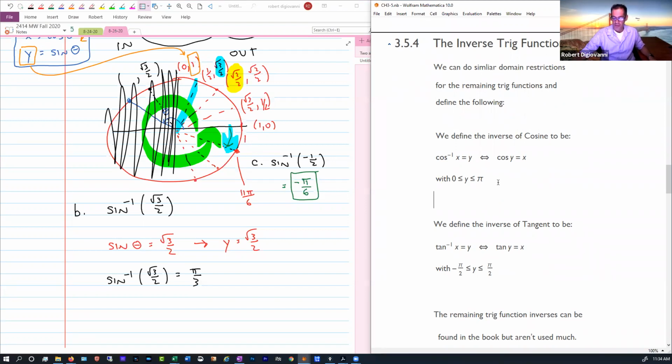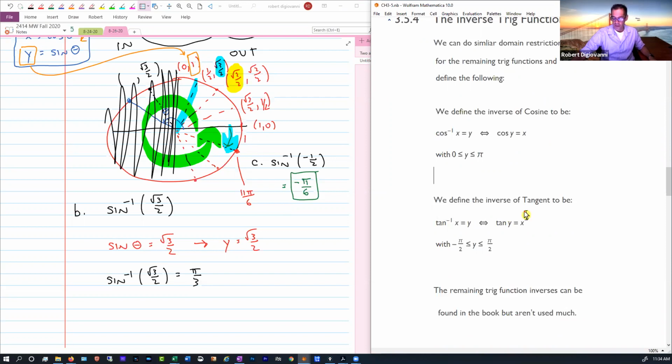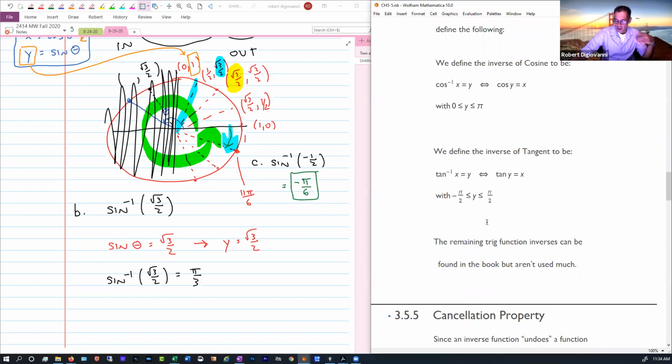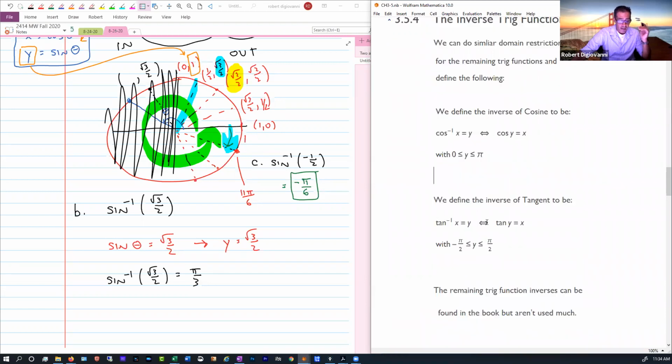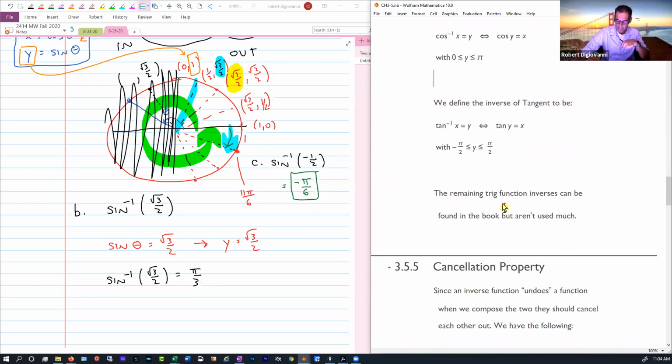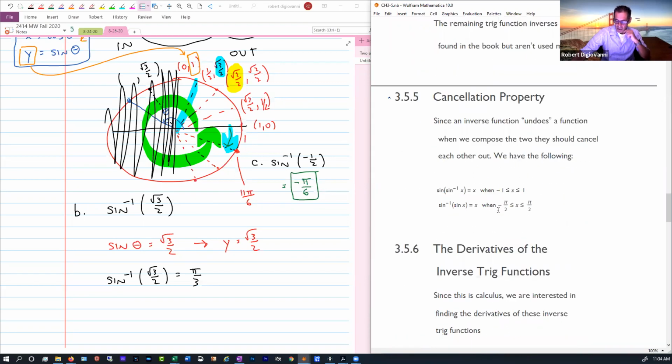And then there's restrictions if you want to define the inverse tangent function. And those are between negative pi over 2 and pi over 2. So you might want to go back and just review that a little bit. I just wanted to remind you that every inverse function has domain restrictions. We have to be careful when we're trying to evaluate inverse trig functions. And we have 6 of them: arc sine, arc cosine, arc tangent, arc cotangent, arc cosecant, arc secant, all 6 inverse trig functions.